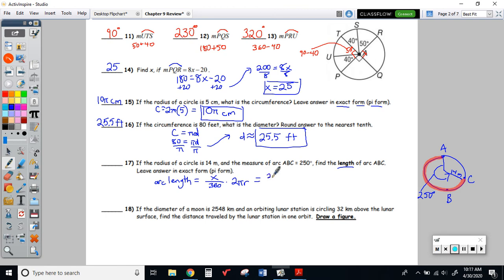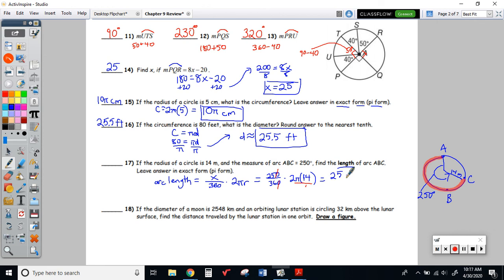So we've got 250 over 360 times 2 pi r, so times 2 pi times 14 for the radius. Then from there, it's saying exact form or pi form. We need to simplify that without putting it into a calculator. So these zeros here could cancel, be left with 25 over 36. I'm going to put this over 1 just to make it a fraction, to make it easier to think about multiplying those fractions straight across.